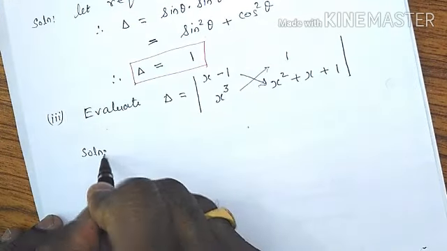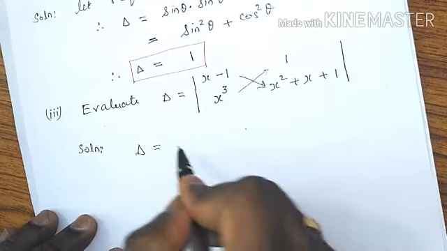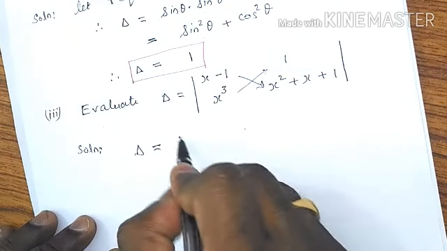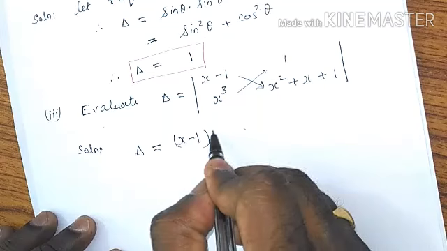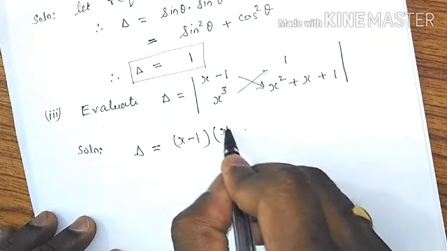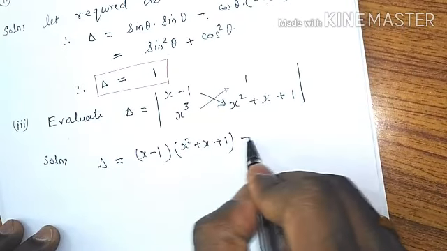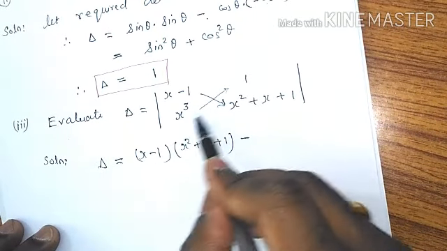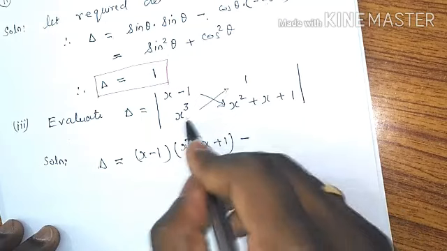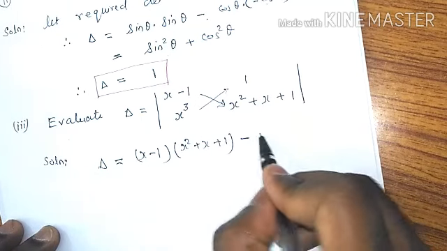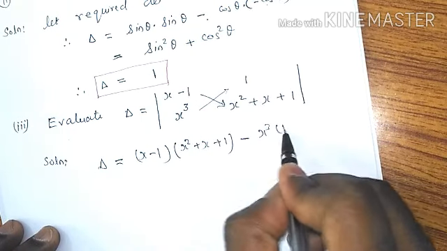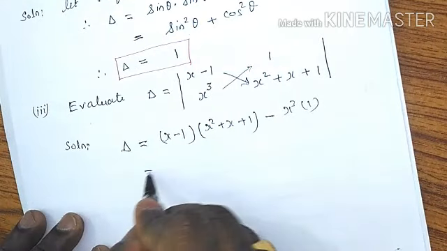Now how to obtain this delta: it will be the multiplication of this x minus 1 multiplied with this expression x square plus x plus 1, then we'll put a minus sign, and then we'll do the multiplication of the up arrow. The up arrow is x cube into 1. So x cube into 1. Now we will do the simplification.